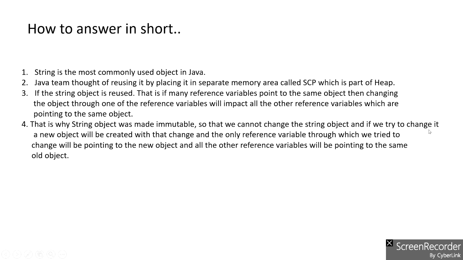So that is why the string object was made immutable, so that we cannot change it, and if we try to change it, a new object will be created with that change. Only the reference variable through which we tried to change will be pointing to the new object, and all the other reference variables will be pointing to the same old object. So this is the beauty of why the string object was made immutable, because of reusability. They want to reuse the string object, so that's why they made it immutable. If you answer like this, the interviewer will definitely be impressed. So this is enough to answer.